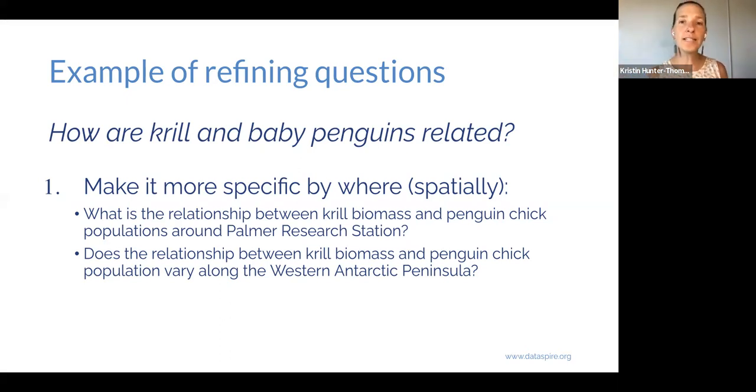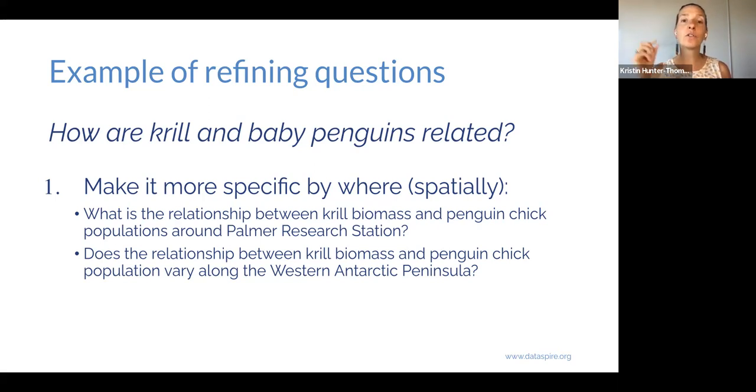Let's say we're really interested in exploring how krill and baby penguins are related. Yay, baby penguins. Okay, so this is a big picture question. This is not a question, even though it starts with how, that we can really easily explore with data. So how could we refine it?